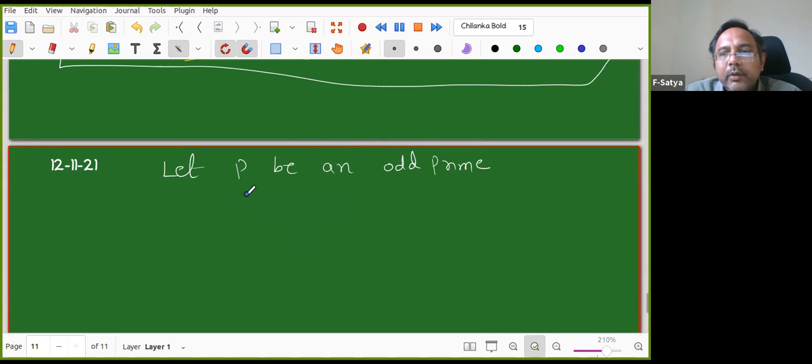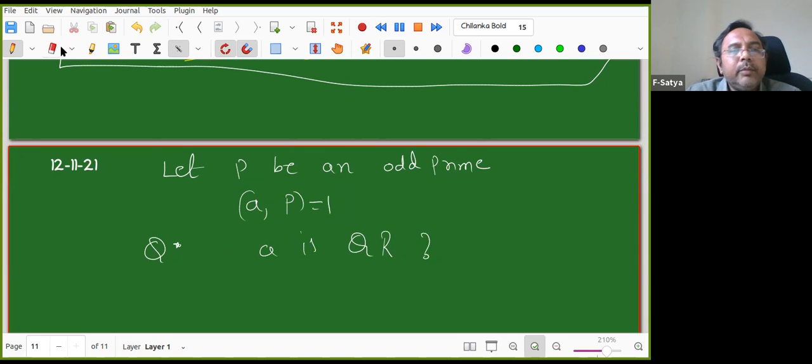Let p be an odd prime, right? In this entire chapter, let p be an odd prime. And then what are we doing? We take an integer a with gcd(a, p) = 1. What is the question? The question is whether a is a quadratic residue modulo p or not.